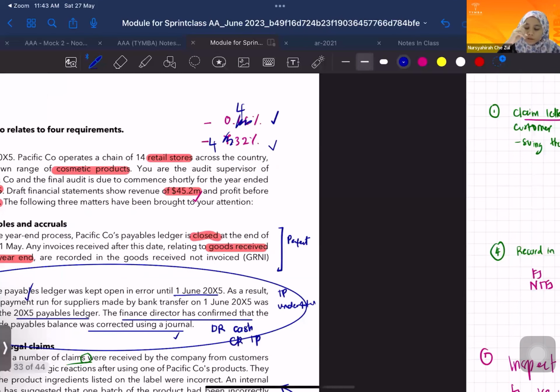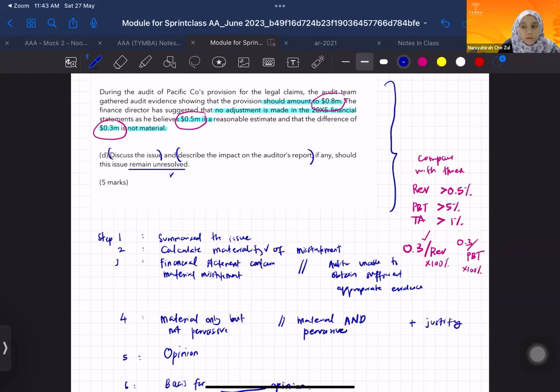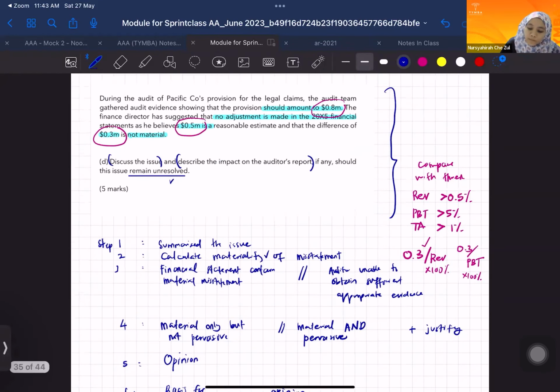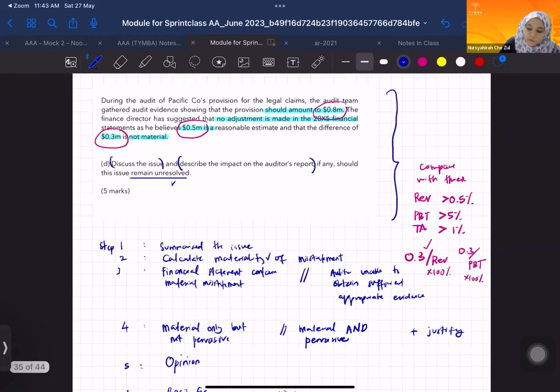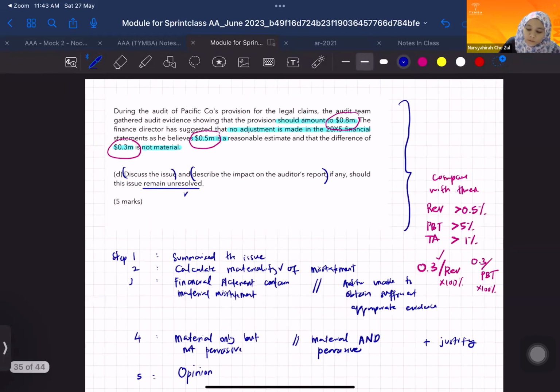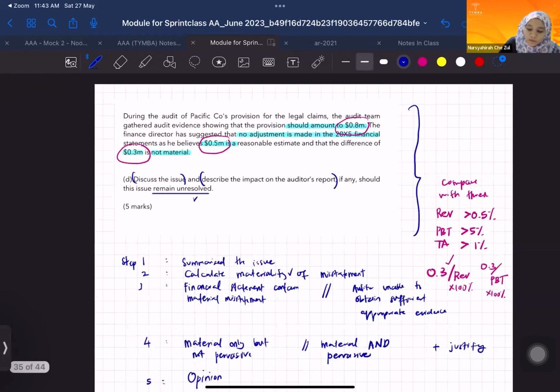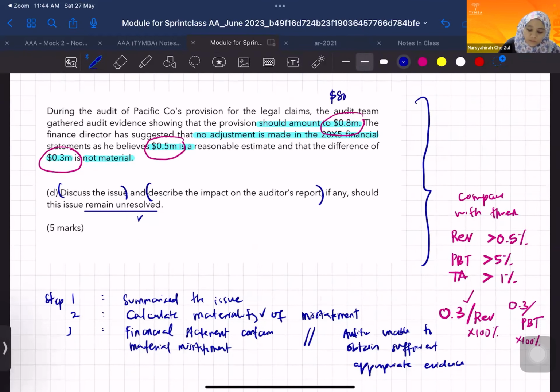Okay, but what is that? Okay, some question they put here. Something like provision should amount to, let's say, 800,000. Okay, and they, how? Hold on, that one past your question. 0.8 million. Okay lah, never mind lah.